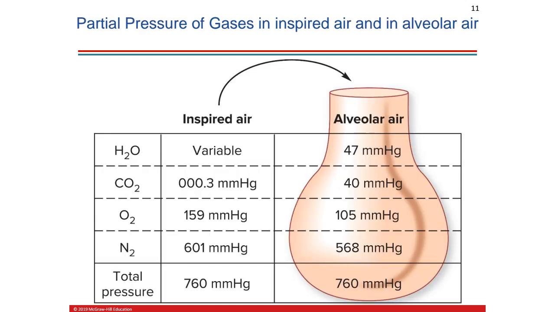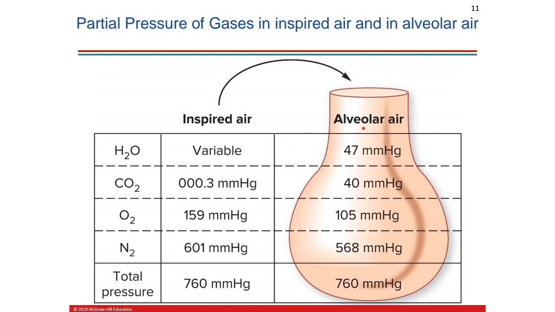This figure very nicely summarizes the things we've been talking about. Within inspired air, this would be the air in the atmosphere. Water vapor is variable, and so it would have a variable pressure. CO2 has quite a low pressure because CO2 makes up a fairly small percentage of the atmosphere. Oxygen has a partial pressure of 159 millimeters of mercury, and nitrogen is about 601, and the total atmospheric pressure at sea level is 760 millimeters of mercury.